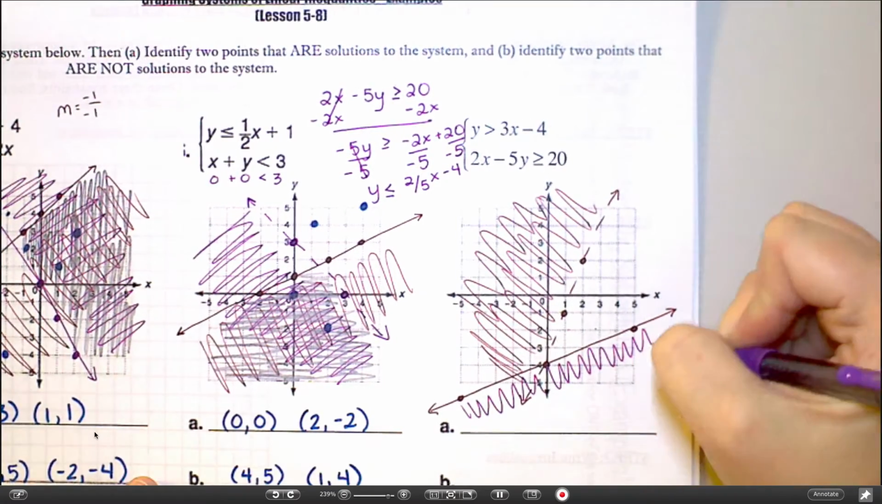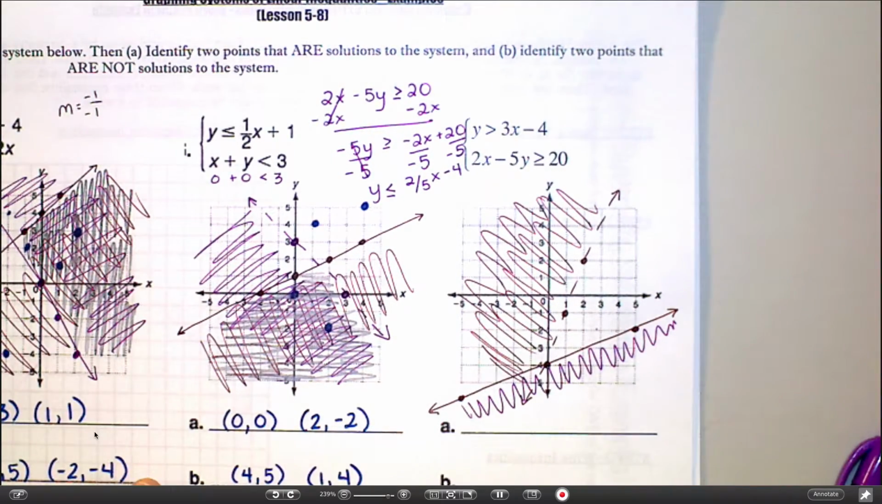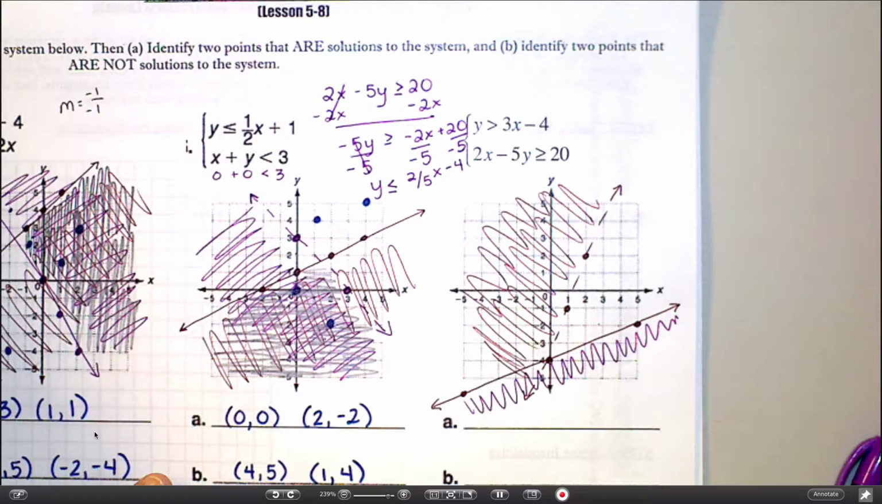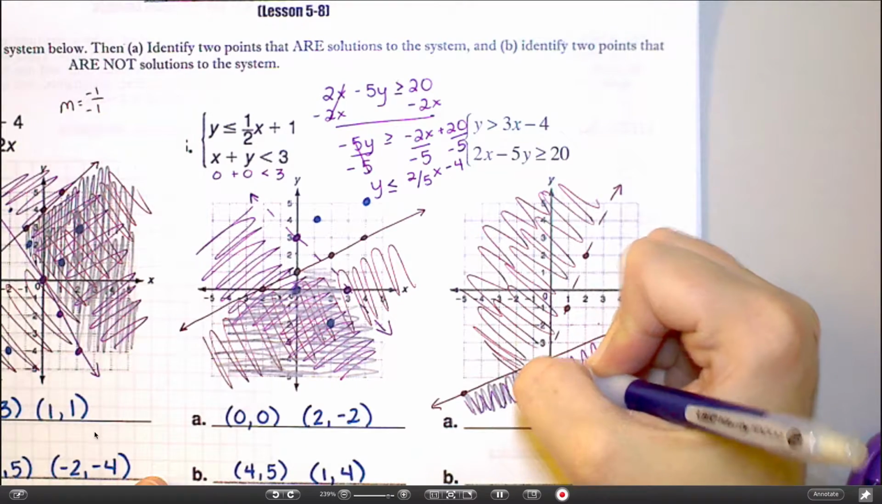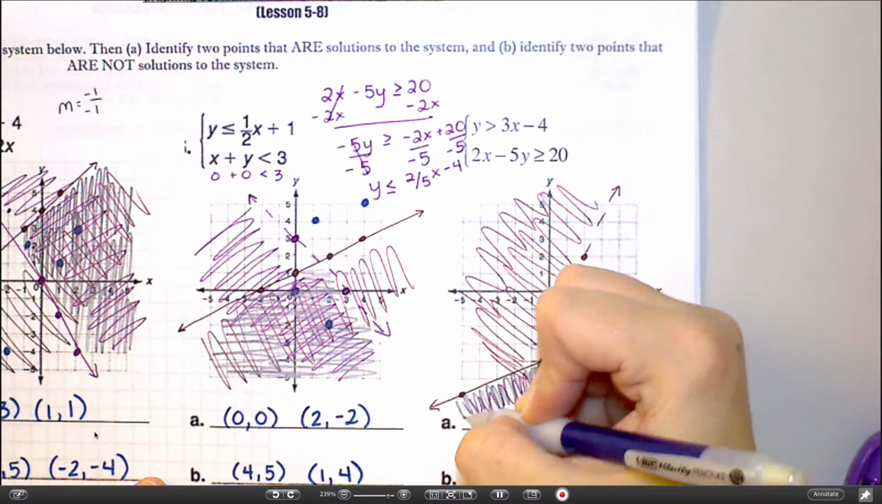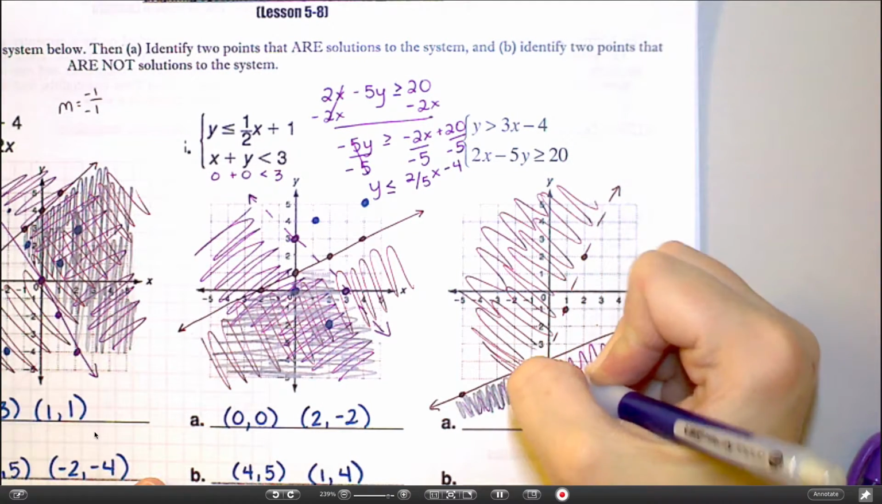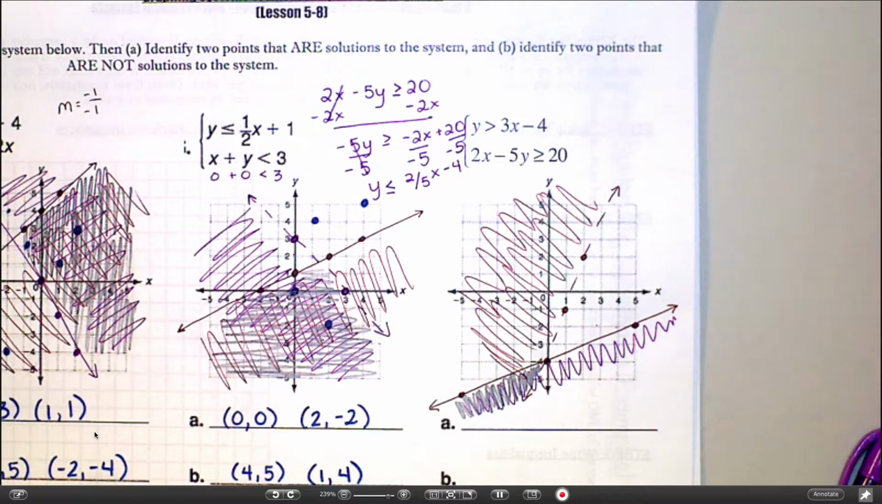And it's a little bit hard to see in this one because it kind of goes off your graph. But can you see this section that would be double shaded? It would be this little V down here. Up to that line. Okay, that's your solution in there. So name me a point that would be part of the solution. Hard to see, but there are points down there.